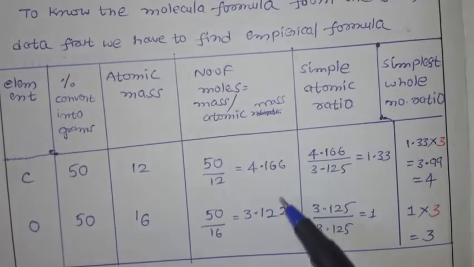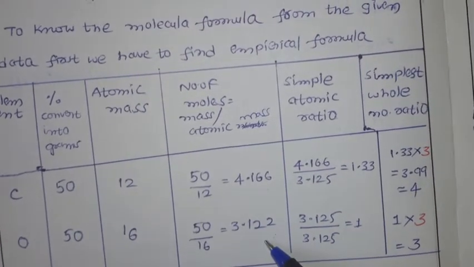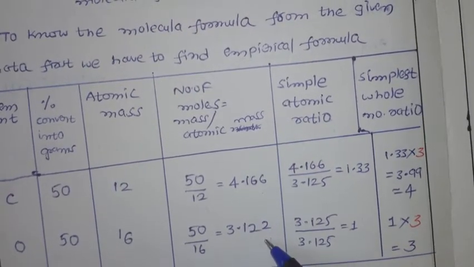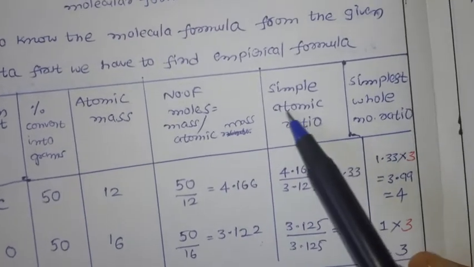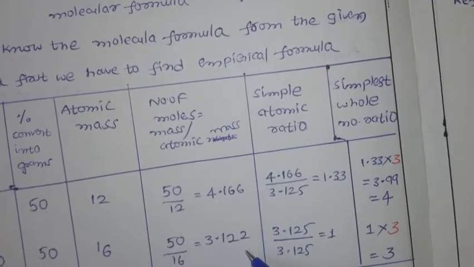After that, among all the numbers of moles, take the smallest one and divide all the numbers of moles by it. Between 4.166 and 3.122, 3.122 is the smaller one. So in the next step, I am going to make the simplest atomic ratio by dividing by the smallest number.